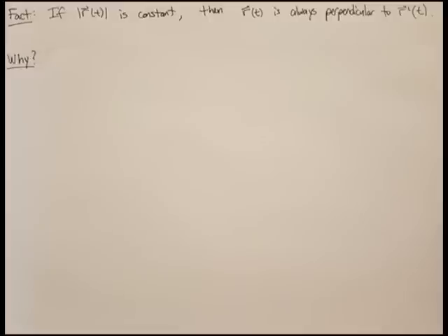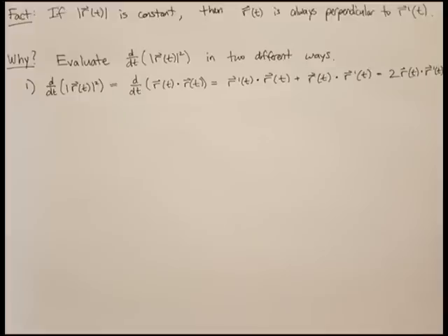Why is this true? We will prove this fact in a clever way by taking the derivative of the length squared in two separate ways. First, we have to remember that the length of a vector squared is just equal to that vector dot itself. And then, since the dot product is a product, we also have to remember to use the product rule. The second way is to remember that the length of this vector function is constant, and so the derivative of a constant squared is equal to 0.